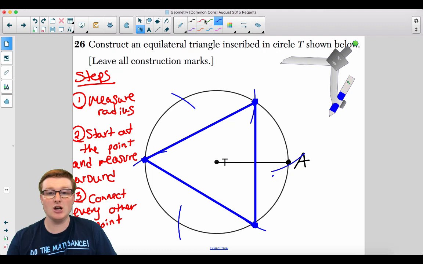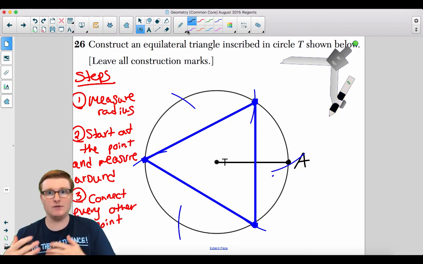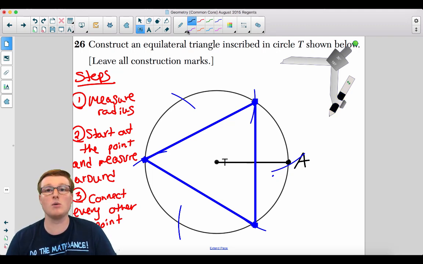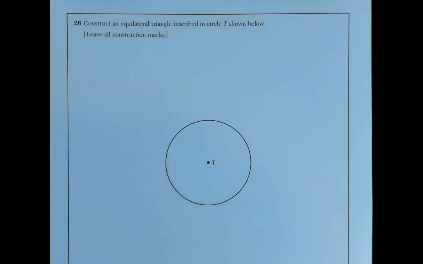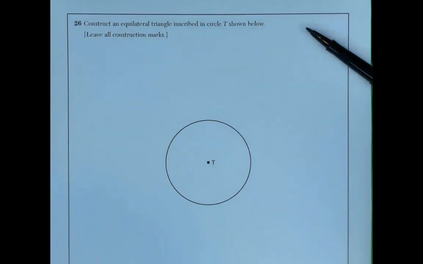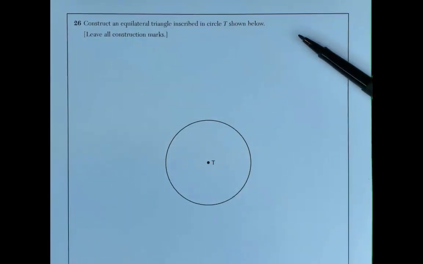All right. So the next piece of this video is to show a more hands-on construction on how to construct this equilateral triangle. If you don't want it, you can just fast forward to question number 27. All right, so here's number 26 from the August 2015 Regents exam. This is the construction. And this is for people who don't like the smart notebook software that I use. This is just a more hands-on construction video.